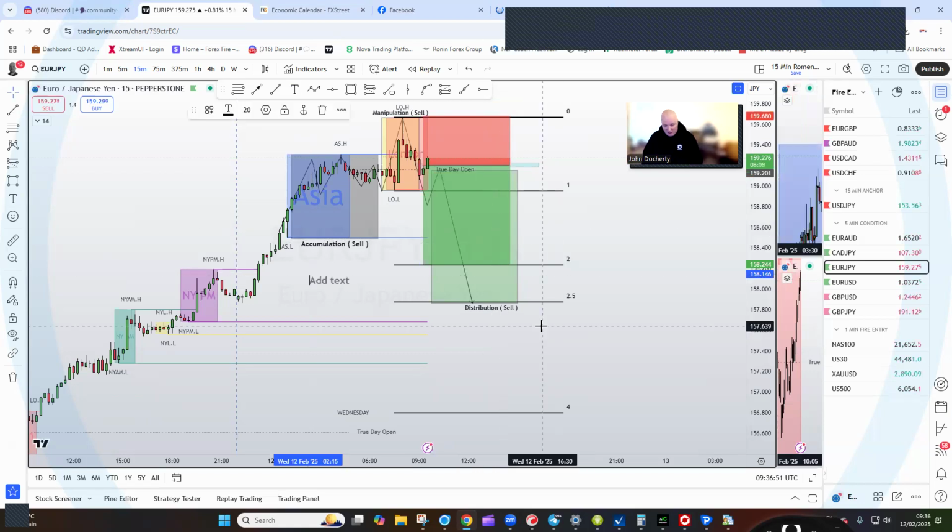But I'm going to call it now. Currency strength heavily against us. Okay, just watching the model.